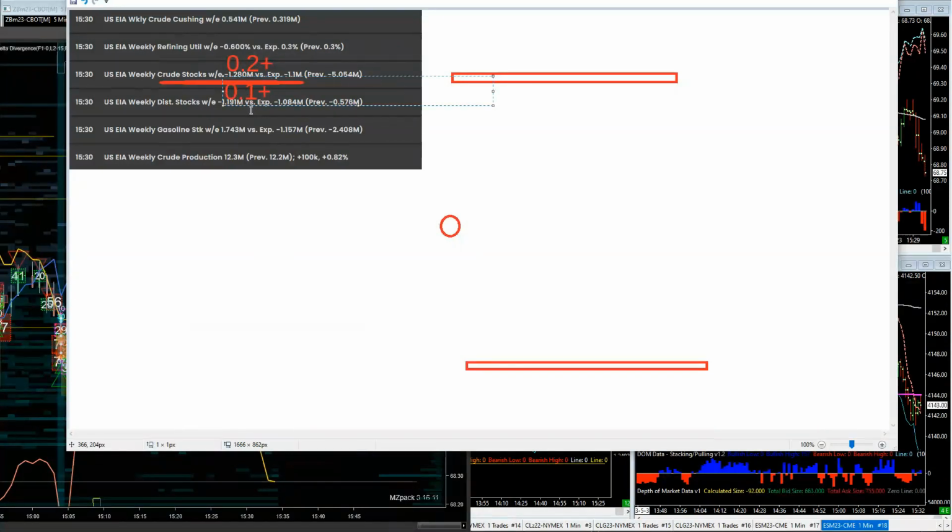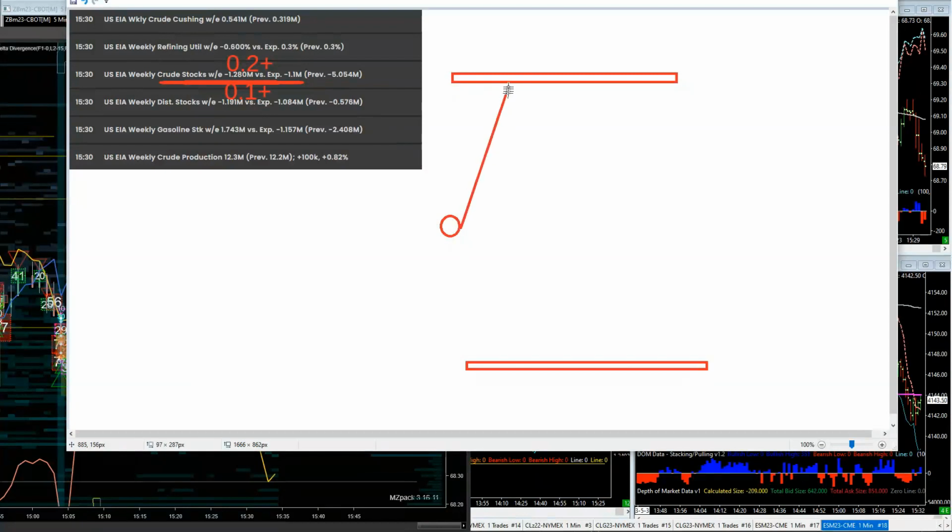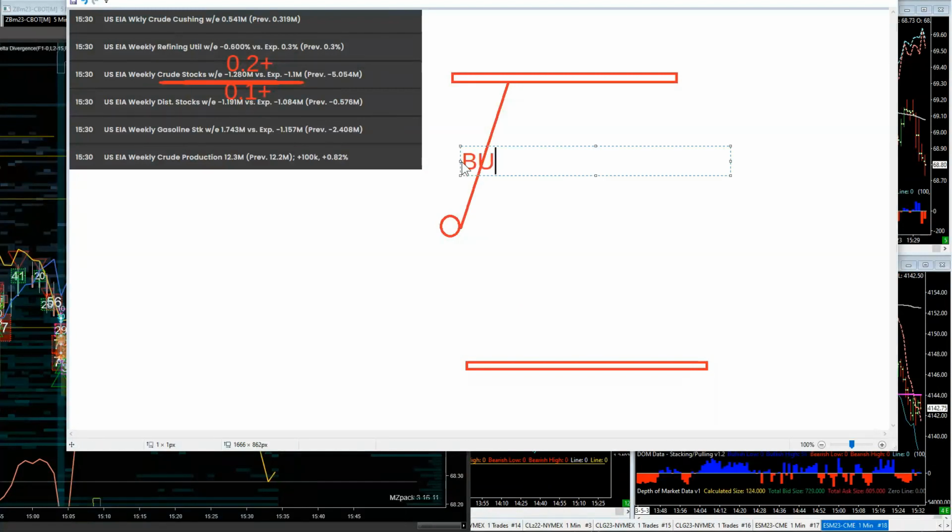But where was the bearish part? Obviously on this number, the hope is that it's big enough to send the price up to the sell order. And this is where we get the bearish part, right? This is where we get the bears.